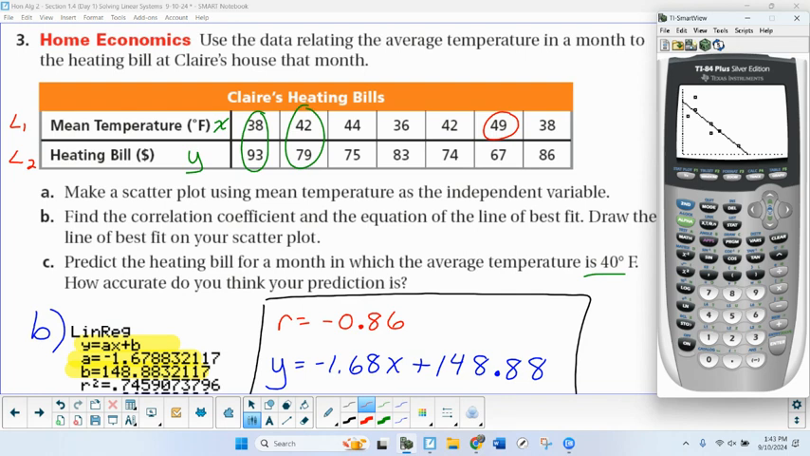All right. And now how do I do 55 again? Second calc. Value. 55. Enter. And how much would it cost when the temperature goes up to 55 degrees? $56.55.